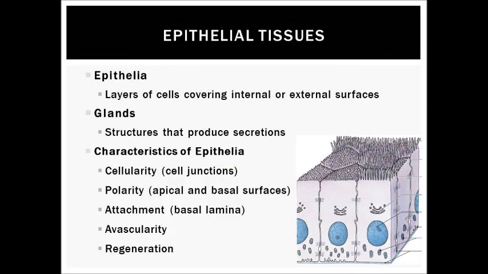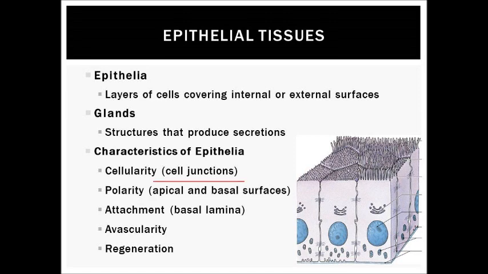First, we will start with the epithelial tissue. So, the layers of cells that cover internal and external surfaces in the human body are called epithelia. Glands are also part of the epithelial tissue. And here are some characteristics of epithelia.